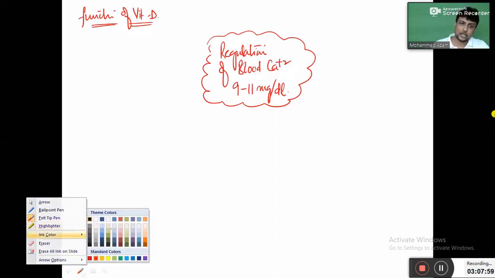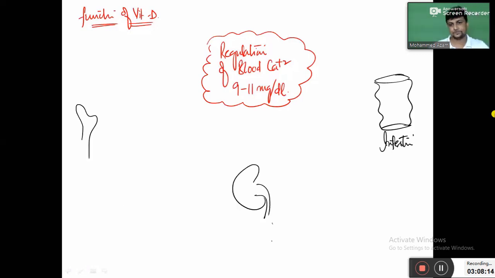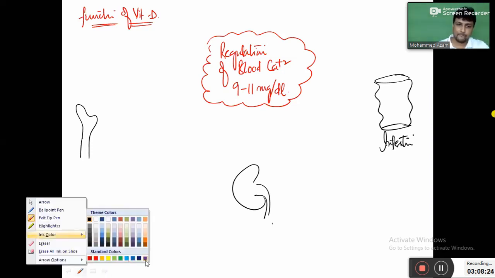Do one thing, learn along with me in an image-based, diagrammatic manner. On one side you draw the diagram of intestine. On the other side you draw the diagram of bone. And on the third side you draw the diagram of kidney. So on one side intestine, on the other side the bone, and the other side kidney. What is vitamin D doing?